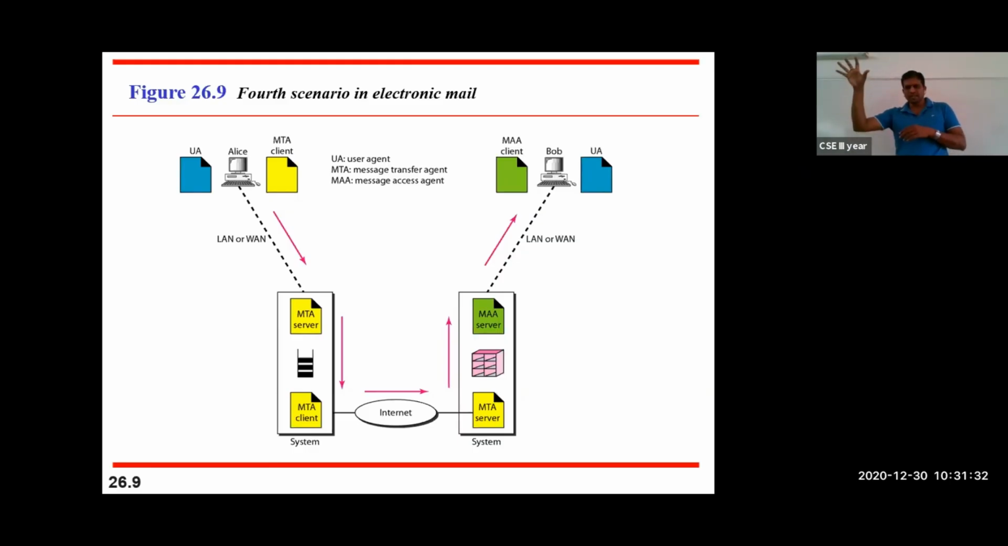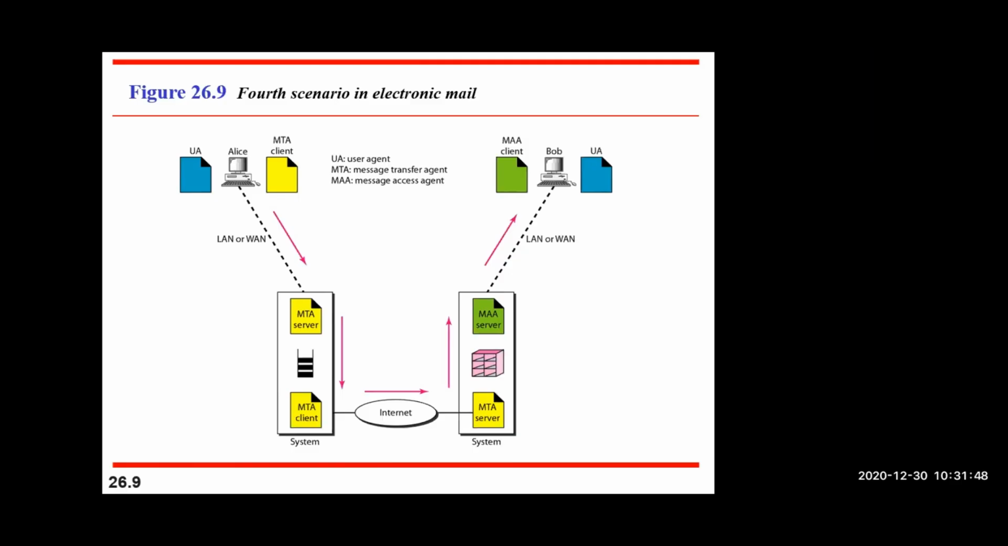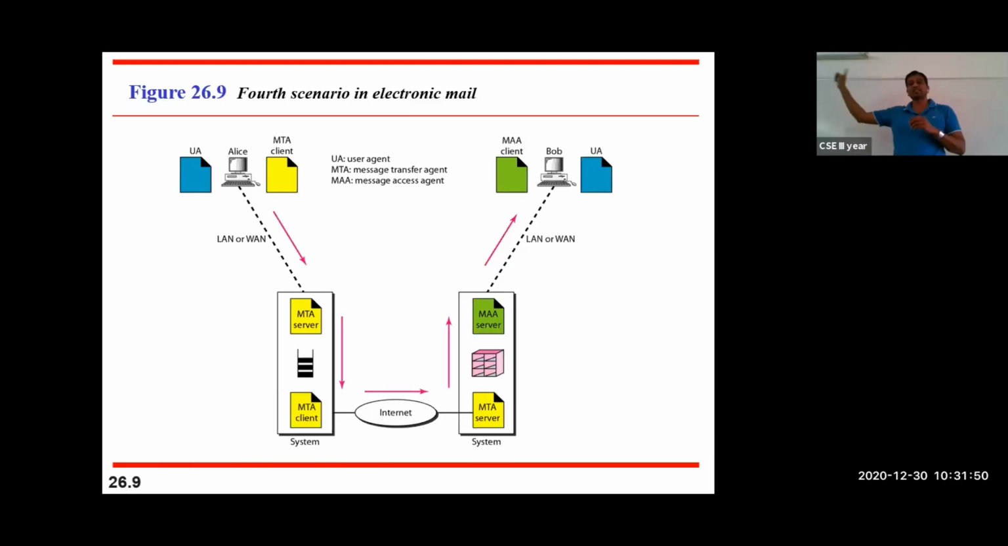So from that outbox, mail by mail, can you see a queue there between the MTA server on my side and the MTA client on my side, a queue with black filled parts in it? Those are the mails. Yes, one after the other, each mail is processed at the server.